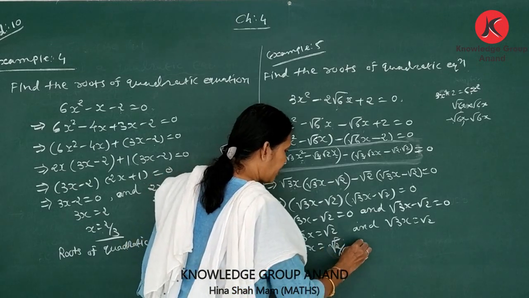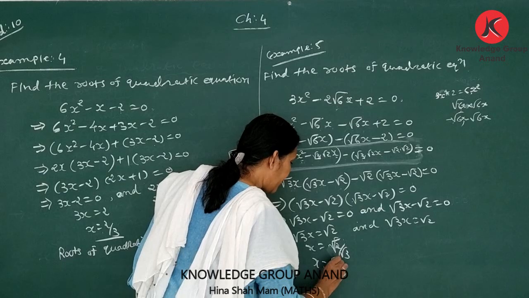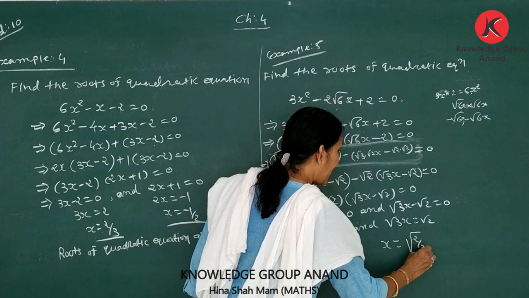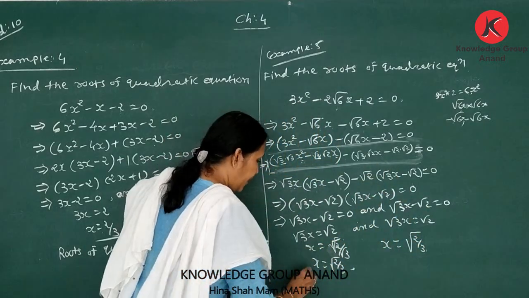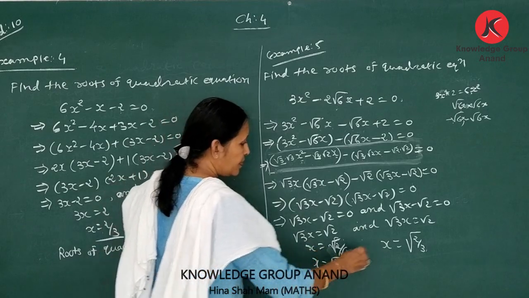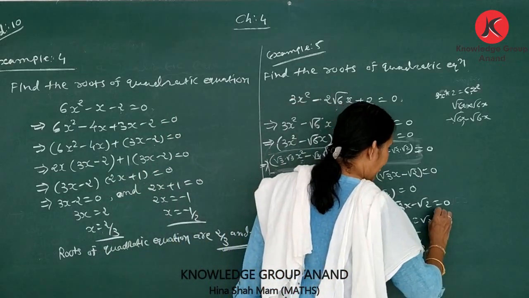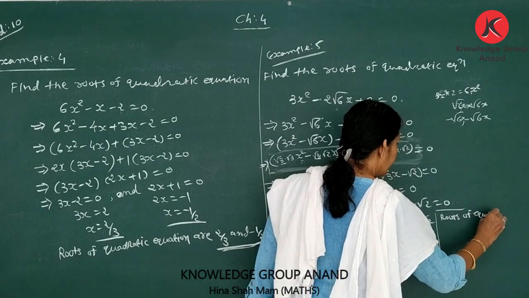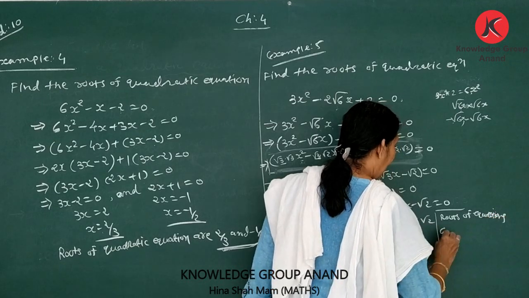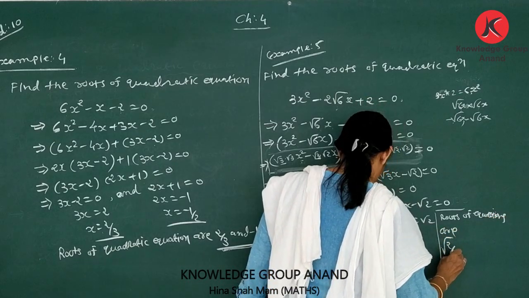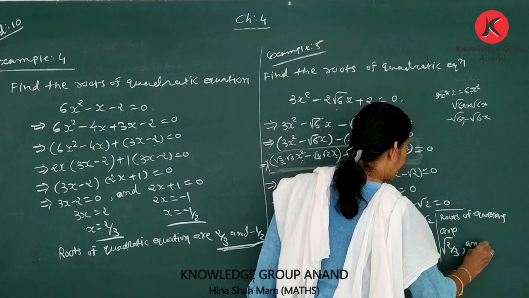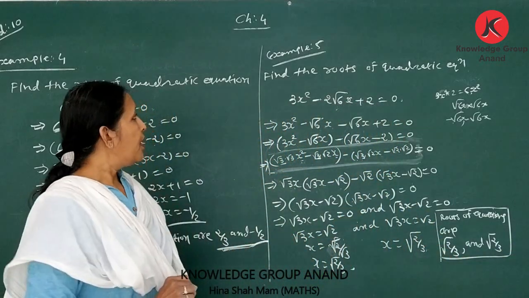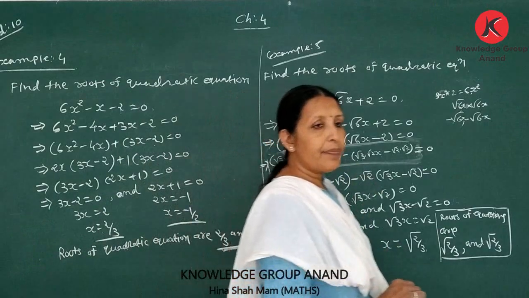Therefore x = √(2/3), and the other root is also x = √(2/3). So the roots of the equation are √(2/3) and √(2/3), which is our answer. Okay? Example number 5.